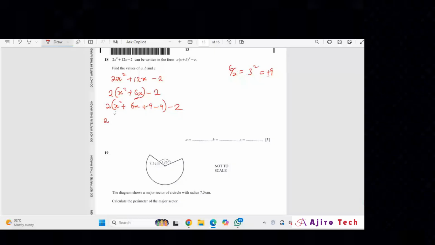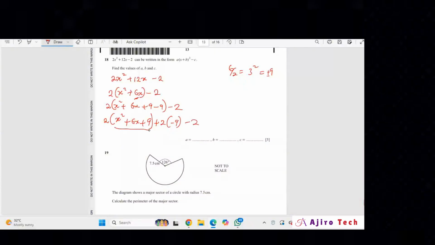Because of the 2 here, you are going to have 2 open bracket s squared plus 6s plus 9. I can do it like this. Yes, you can do it like this. Plus 2 brackets minus 9. I just need to split them out. Minus 2. I have something like this now.